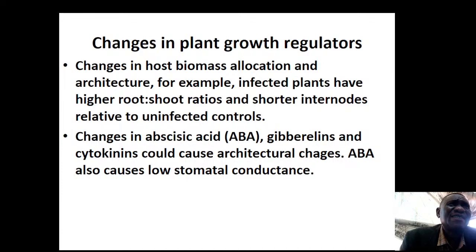You can also have changes in abscisic acid, gibberellins, cytokinins, which can cause architectural changes in the plant. ABA can also cause low stomatal conductance. So these physiological disturbances, which occur in a host, could be induced by the striga. That's why the impact is so high in cereals, being caused by very small plants.